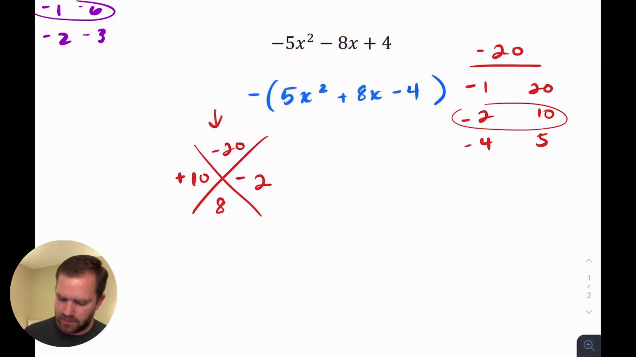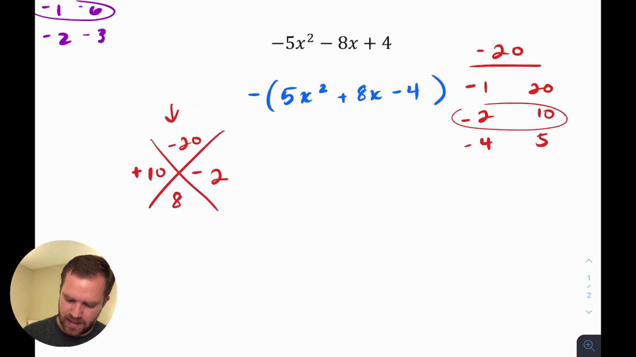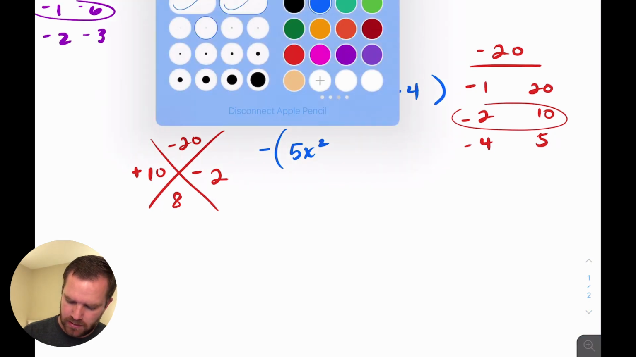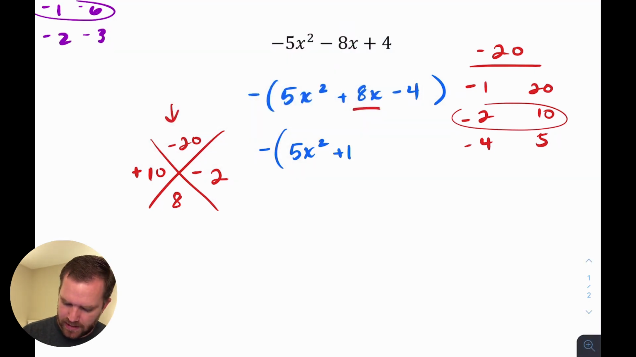Okay, so factoring by grouping. Technically, I'm going to move this out of the way here. We have this negative out in front. So it's going to be negative, and then we're going to have 5x squared. We're still going to rewrite this middle term as 10x minus 2x and then minus 4.